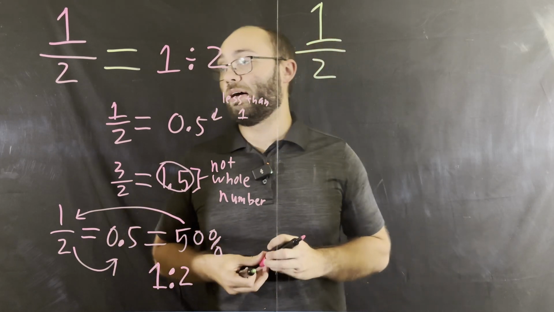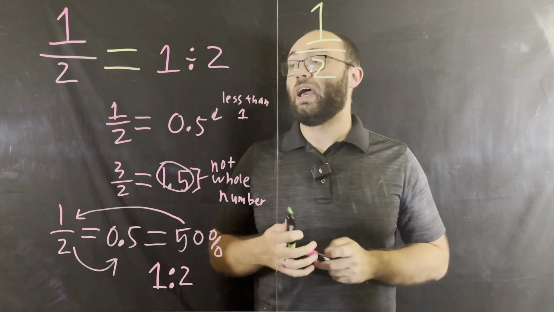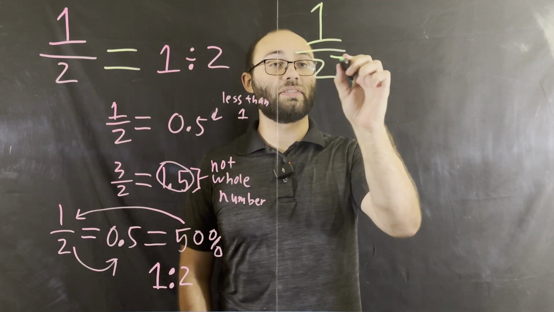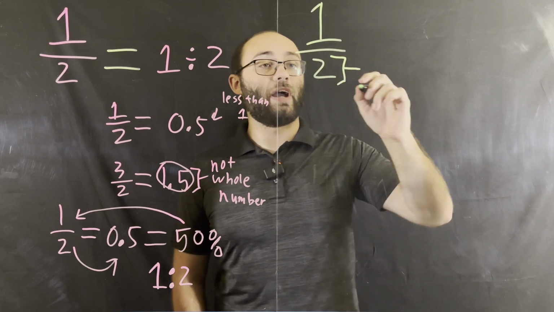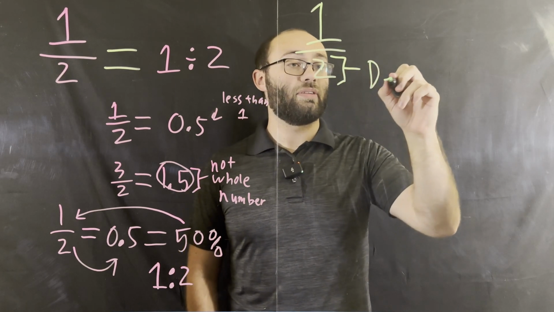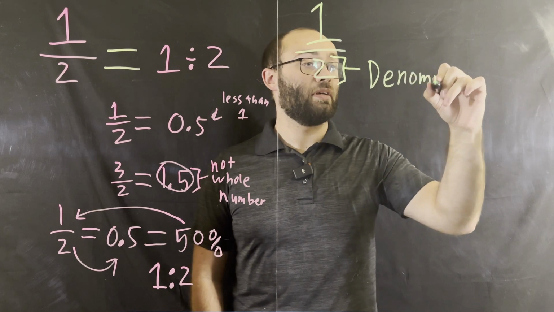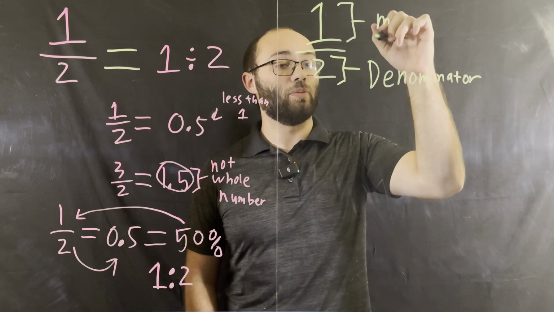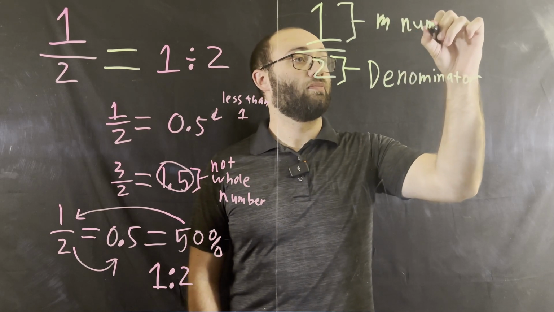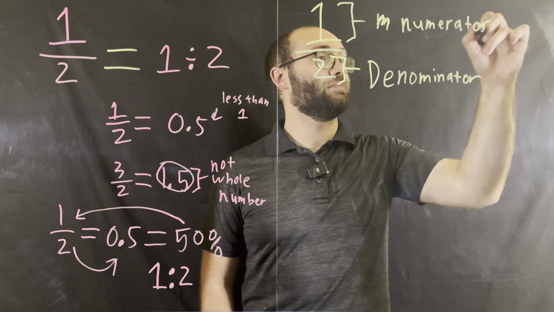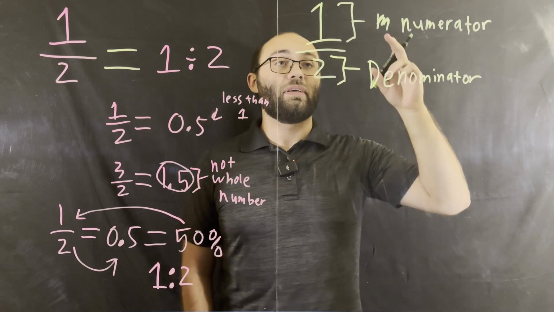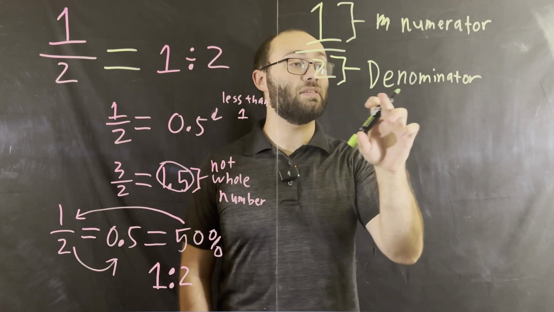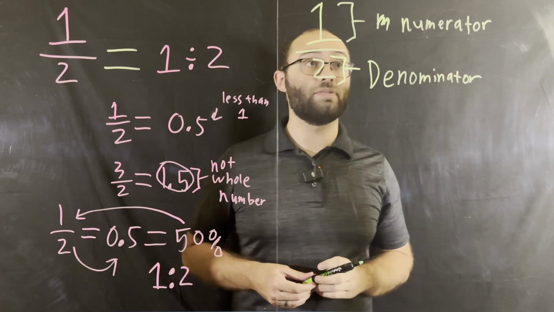Okay, now besides that, let's come over here. And once again, we're working with 1/2. And here's something that I would like you guys to keep in mind: the bottom of the fraction has a name. It is called the denominator. And the top of the fraction is called the numerator. So keep this notation in mind. The top is the numerator and the bottom is the denominator. I will be using this notation throughout the video.